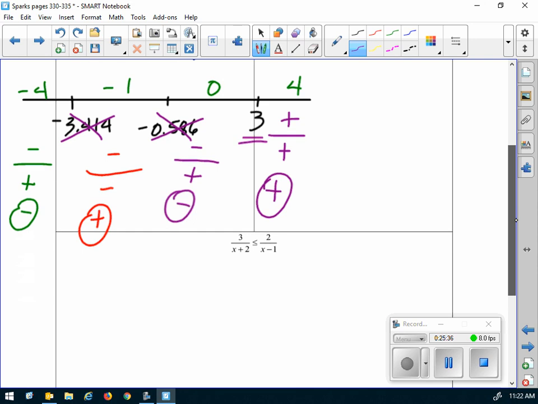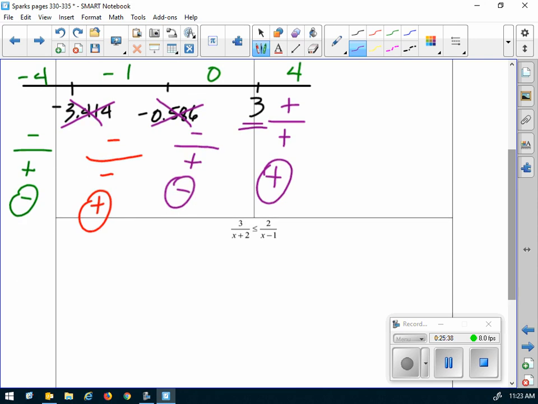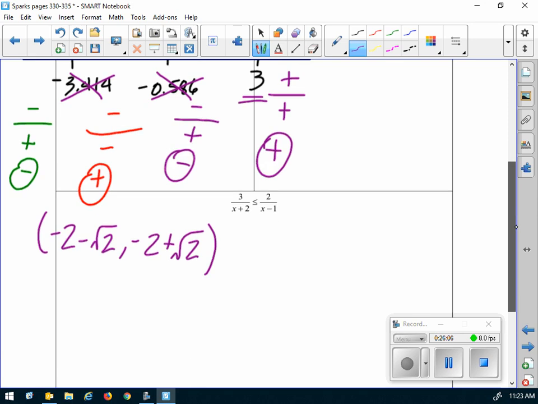All right, so what's our answer? Greater than. Let's do this. Let's be exact. That was -2 minus root 2, right? So -2 minus root 2 to where? To -2 plus root 2. Neither one is included because both of them made the function undefined.